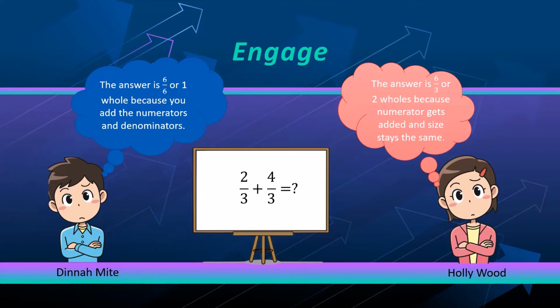It is important to note that Dynamite does have some good fractional knowledge. He understands that 6/6 is the same as 1 whole, but he'll need some practice and some strategies to think about why the denominators stay the same size. And we're going to talk about some of those strategies to help with that misconception in this video.